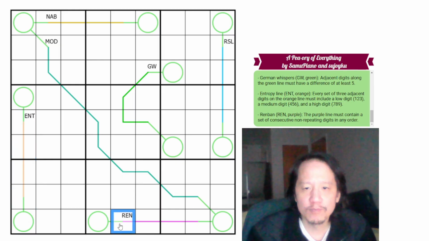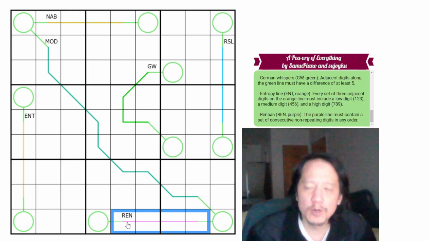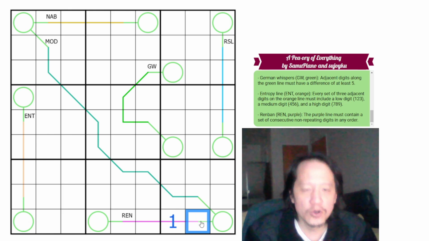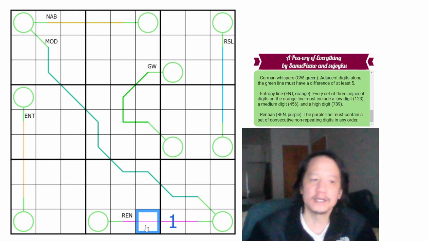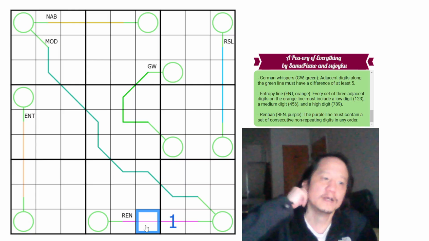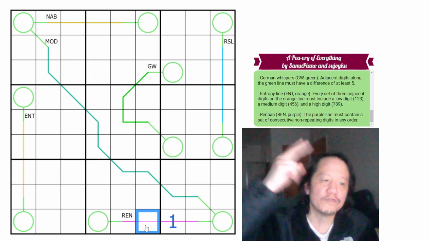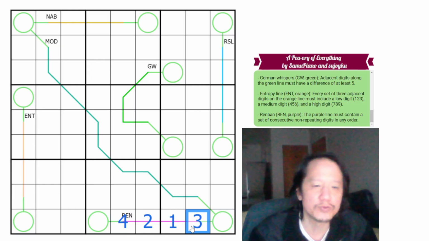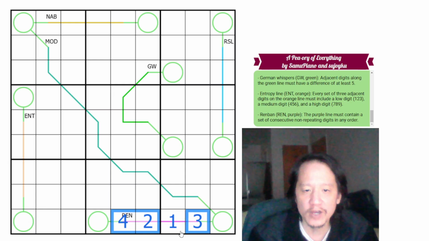And then Renban, which is purple, which was this line. The purple line must contain a set of consecutive, non-repeating digits in any order. So again, these have to be consecutive. So if you had a 1 on the line somewhere, you know there has to be a 2, a 3, and a 4 on that line somewhere, because you can't have repeats, and they must all be consecutive. So 1's only consecutive with 2, which is only consecutive with 1 or 3, which you already have 1, so therefore you have to have 3 then, and therefore 3 is consecutive with only 2 and 4, and we already have 2, so it has to include 4. So then you would have to have 1, 2, 3, and 4. You would have to have 2, 3, and 4 if you had a 1 on the Renban line.